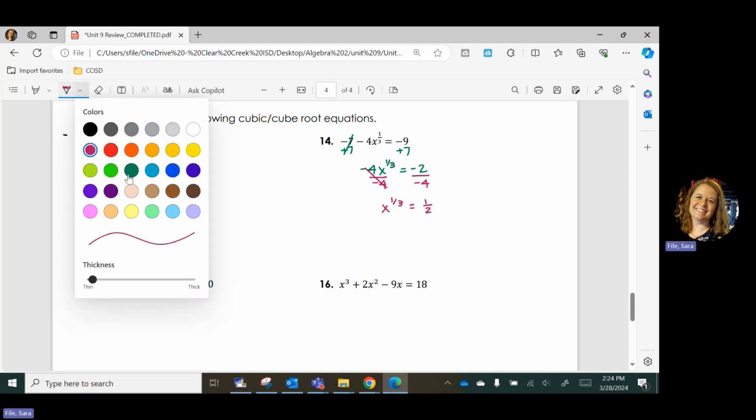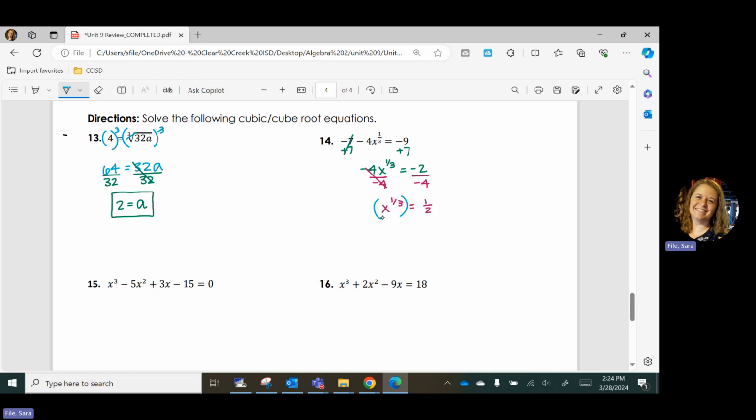Now I am ready to cube both sides, because remember, the opposite of a 1/3 power is the third power. And I say the opposite, the operation that will reduce that to a 1. Because remember, a 1/3 power is the same thing as a cube root. So the opposite is to cube. So we end up with x equals, and then 1/2 cubed.